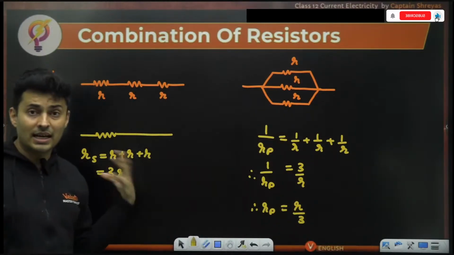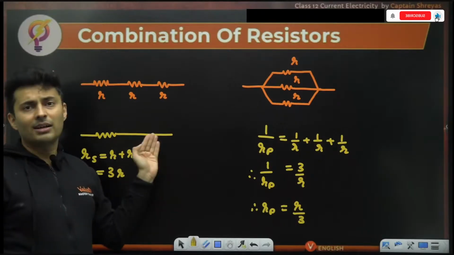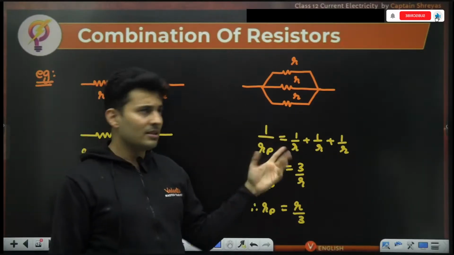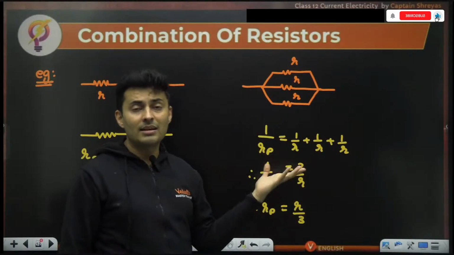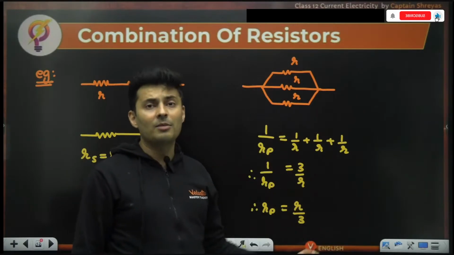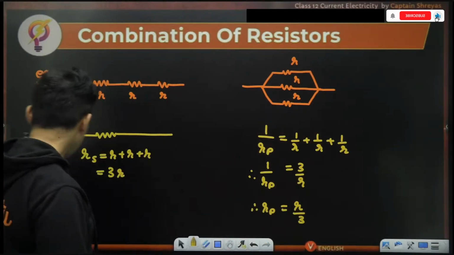When they are in series and all of them are same, if there are 5 resistors, 5R. If there are 100 resistors, 100R. But in parallel, if there are 5 resistors, it will be R by 5. If it is 100 resistors, it will be R by 100. If there are 1000 resistors, it will be R by 1000. That's how it goes, assuming all of them are equal.